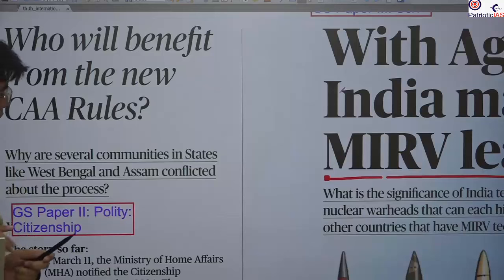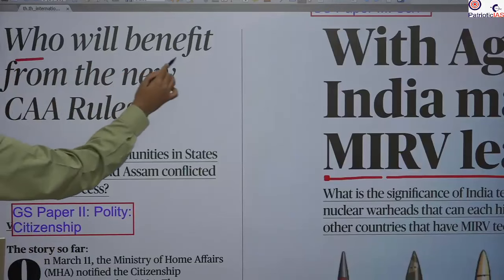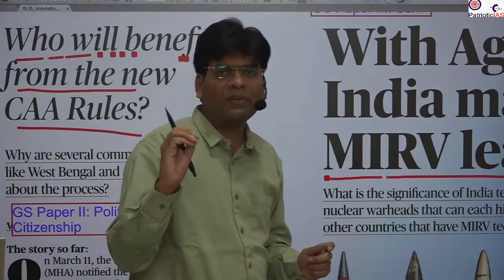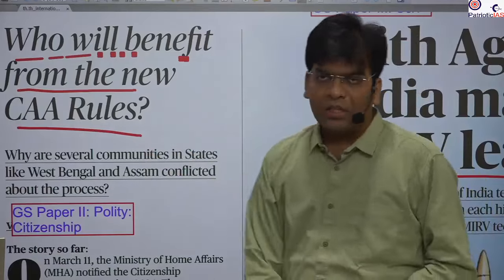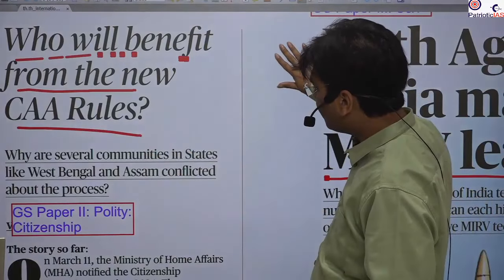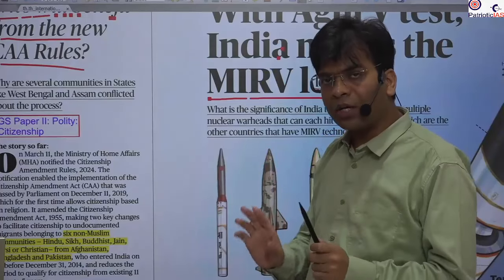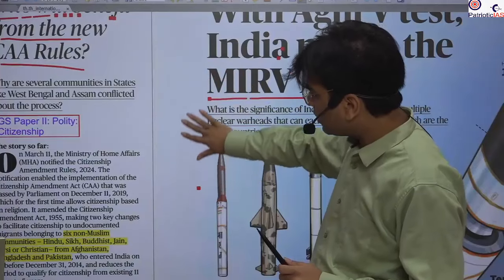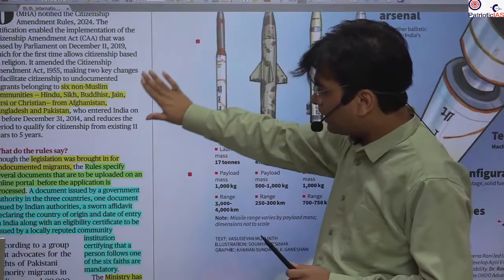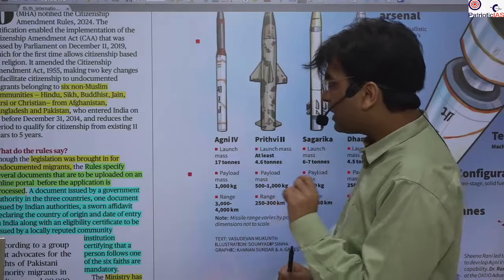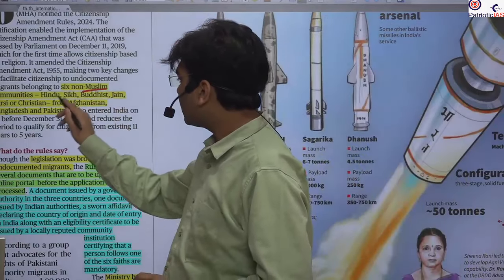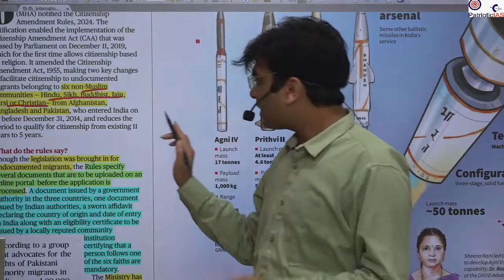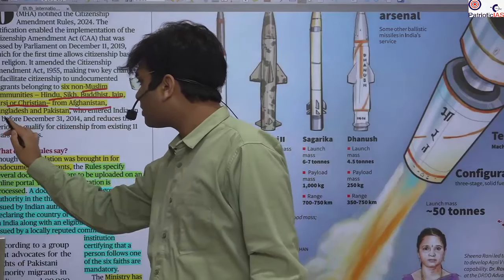The next news that we are going to take is: who will benefit from the new CAA rules? Here we will not go for the basics, as we have already done them. The Citizenship Amendment Act is for providing citizenship to those who want citizenship by the naturalization process. It is going to provide it for six non-Muslim religious communities: Hindu, Sikh, Buddhist, Jain, Parsi, and Christian. And it is for the three countries Afghanistan, Pakistan, and Bangladesh.